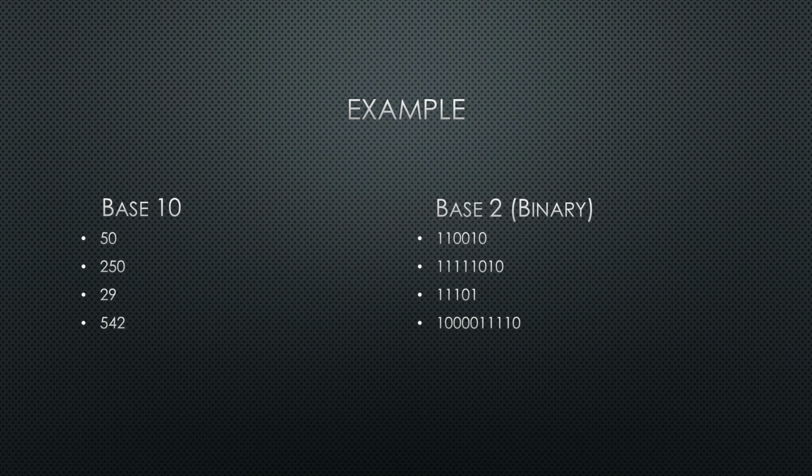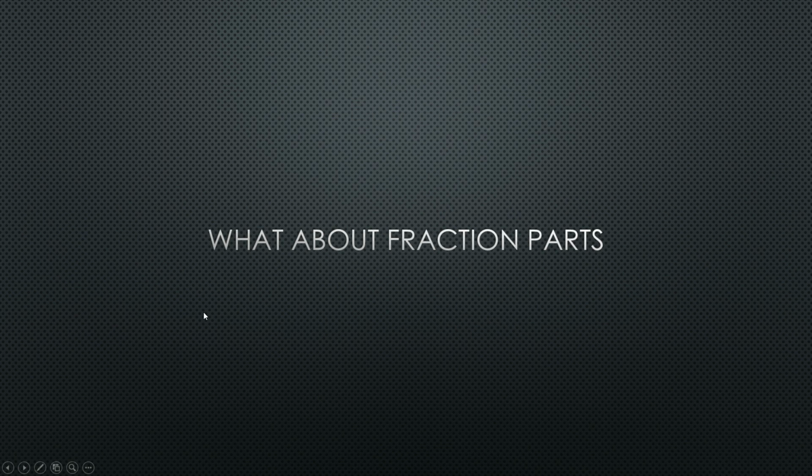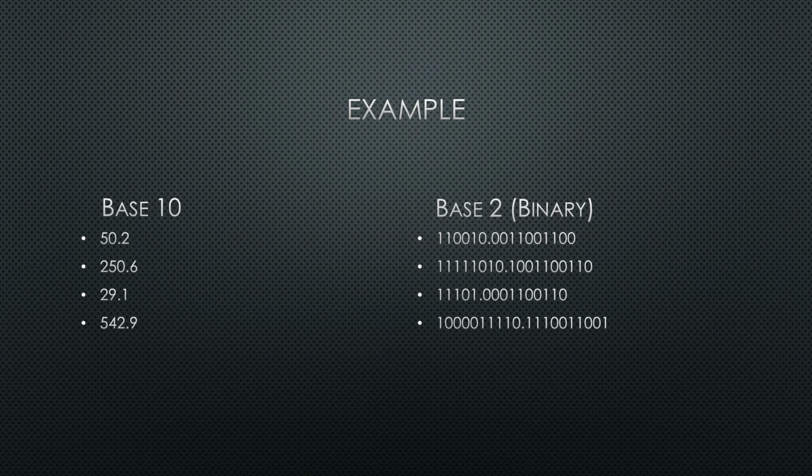Example: 50 is 110010, and so forth. But fraction parts, what do we do for that? Most computers or calculators can only convert the integer part, and also only to binary. 50.2 is 110010 period 0011001100, and so forth.